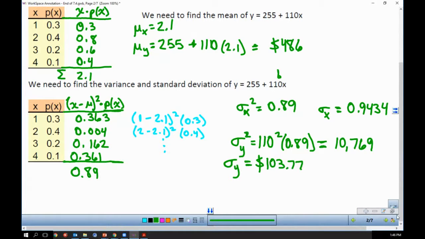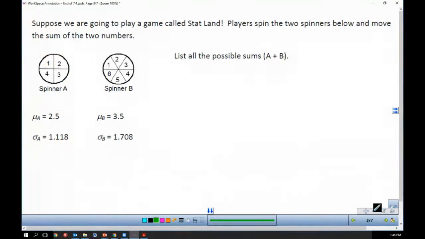So now let's go to the next example. So suppose we're going to play a game called Statland. Players will spin 2 spinners and move the sum of the 2 numbers. So spinner A just goes 1 through 4, but spinner B goes 1 through 6. So they'll spin spinner A, spin spinner B, add them together, and that's what they move.